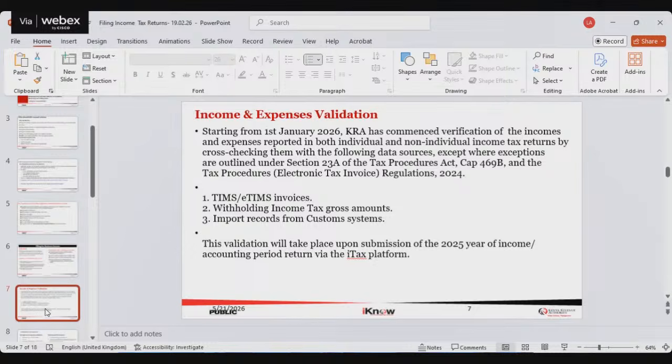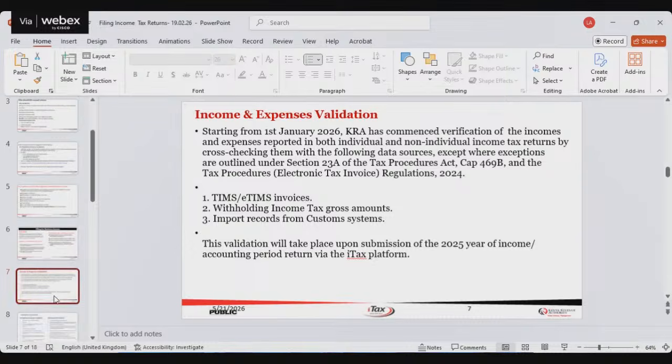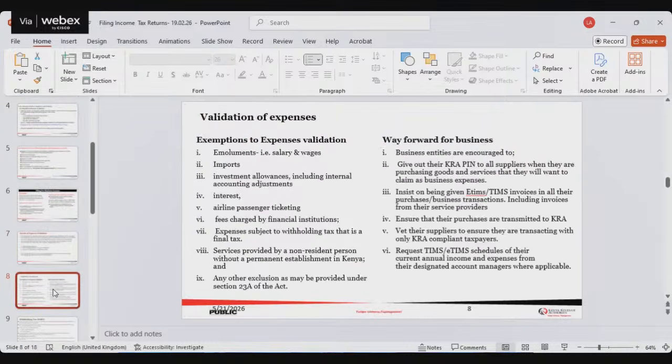Once you are declaring the return for the business from commercial activity, the Commissioner will want to confirm that the income you are declaring is the correct income. The Commissioner will cross-check that the income you have declared in your annual income tax return for the organization is the actual income that was transmitted to KRA. This is taking place even as we are doing the return for the year 2025.